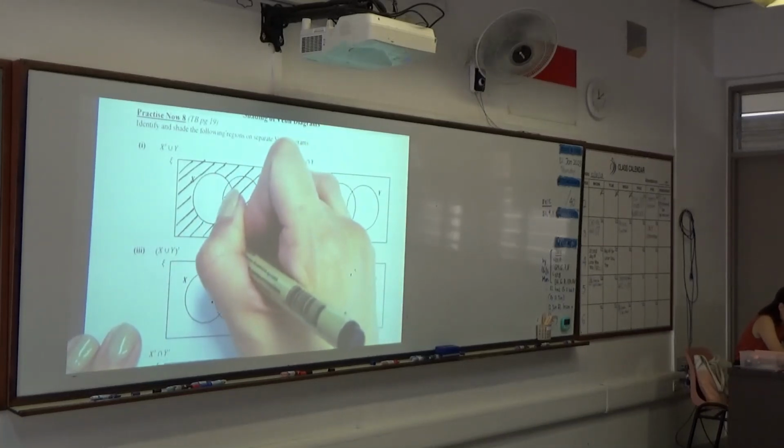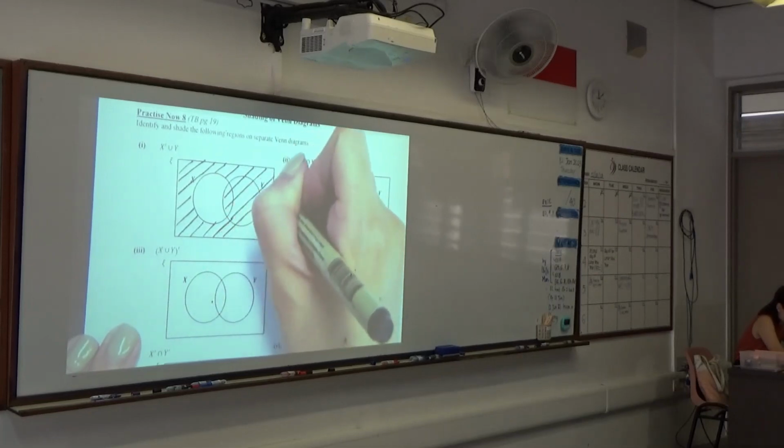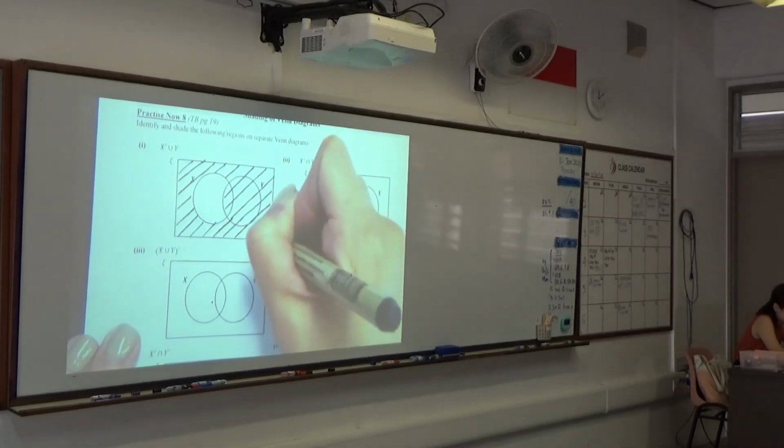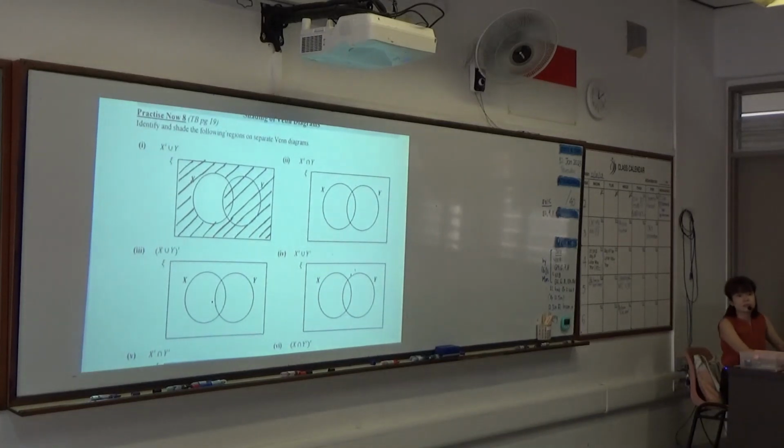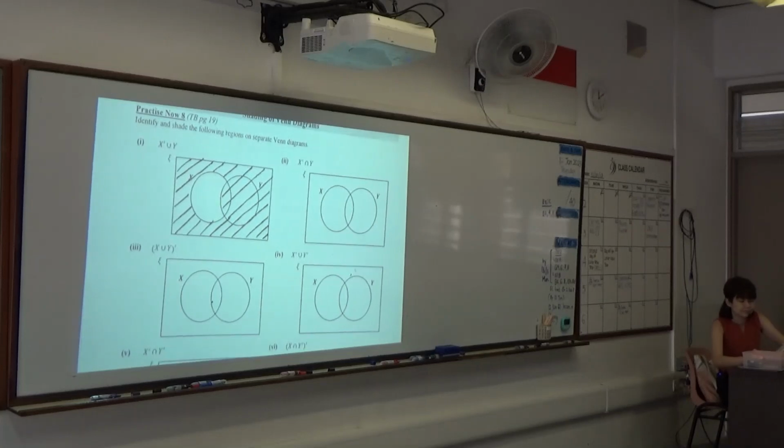Don't need to go and shade with a 2B pencil. So this is the very basic way of shading. Because we want X complement, which means that it is outside of X and Y. And then we want union. So therefore, everything counts.